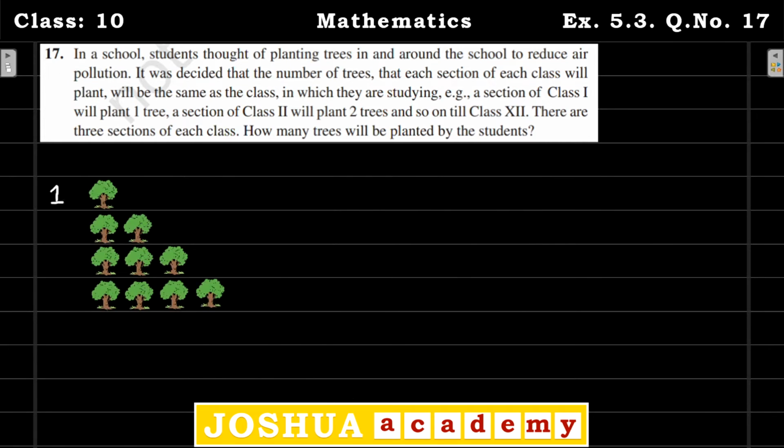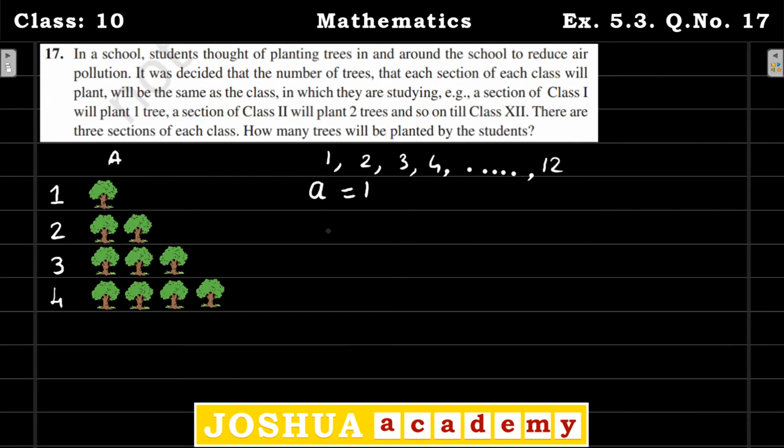Class 1 is planting 1 tree, section A alone. Class 2 section A is planting 2 trees, section A of class 3 is planting 3 trees, section A of the fourth class is planting 4 trees and so on. If you look very closely, it is an arithmetic progression concept here. I'm going to find the total number of trees planted by section A of the school. For this I'm taking the value A equal to 1, that is the starting number, because it looks like an arithmetic progression 1, 2, 3, 4, and so on up to 12.